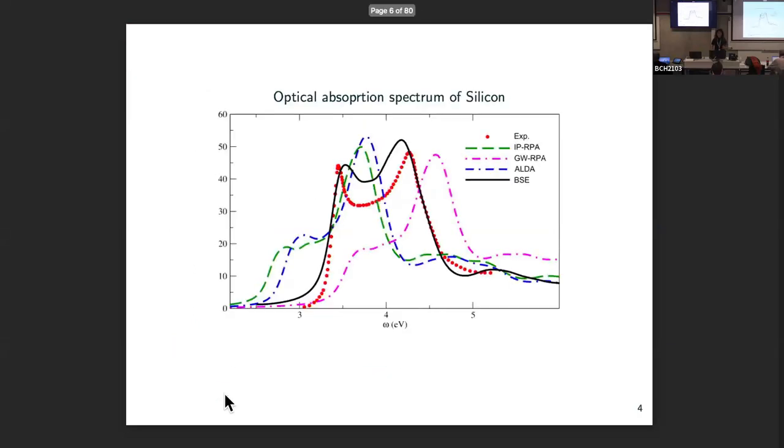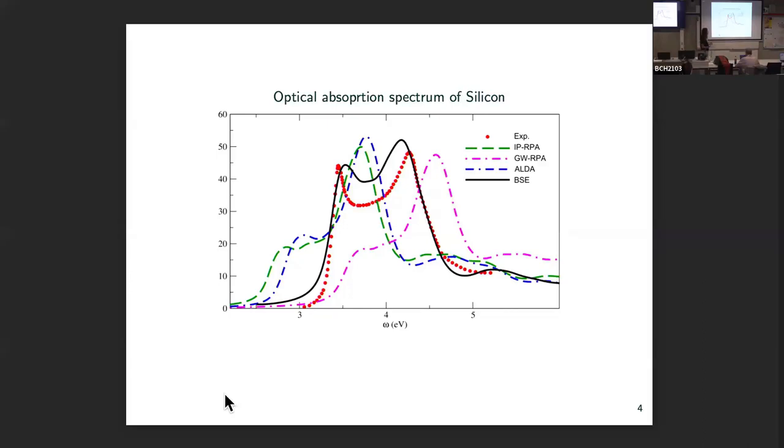So let's start. I don't need to motivate you that much, in the sense that you have already seen in Valerio's talk that if you want to, for example, compute the optical absorption spectrum of silicon, and you use an approximation like independent particle within RPA, using chi zero, you really get a curve that's not what we see in the experiment.